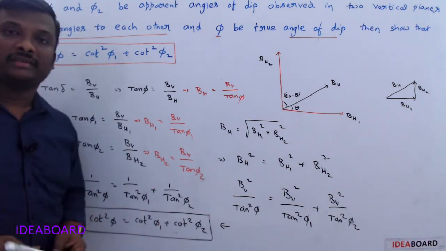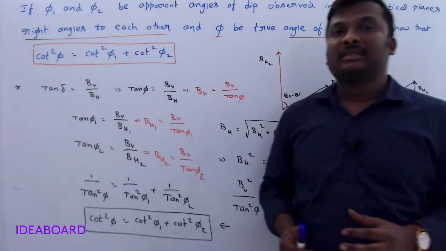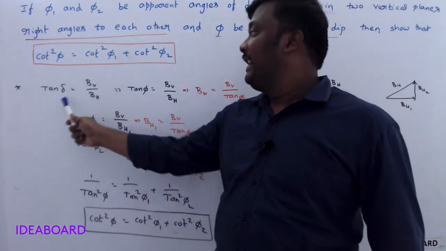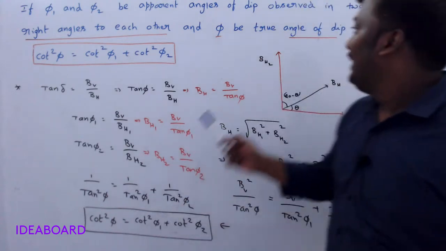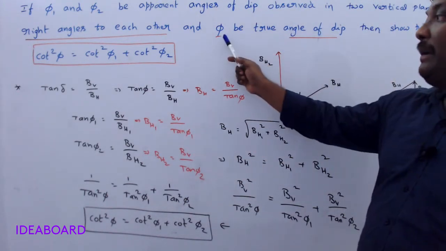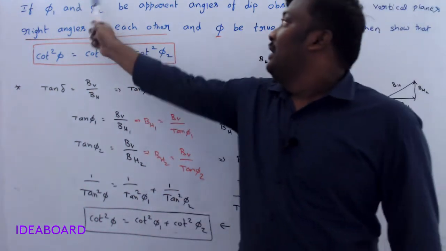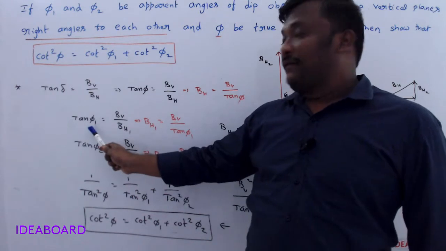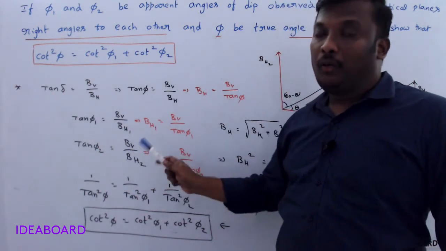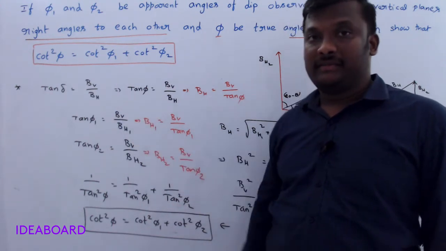This is the relation they ask. Always keep in mind the general formulas. We know the general formula is tan delta equals BV by BH, but here the angle of dip is denoted by phi, that's why it is written as tan phi. The apparent angle of dip has the formula tan phi equals BV by BH1. Only the horizontal component changes, the vertical component does not vary.